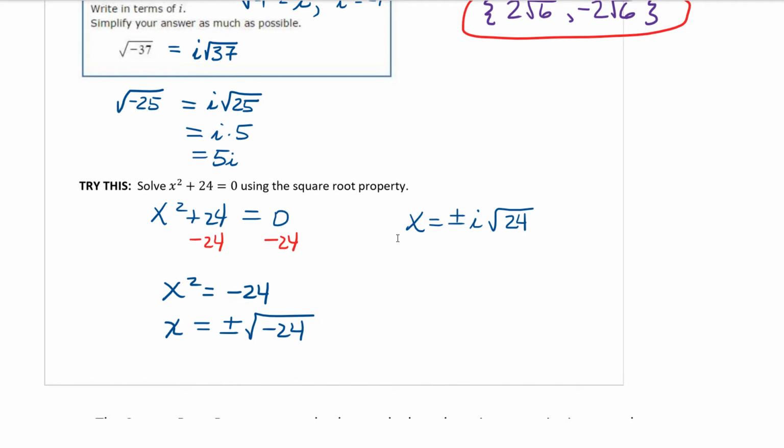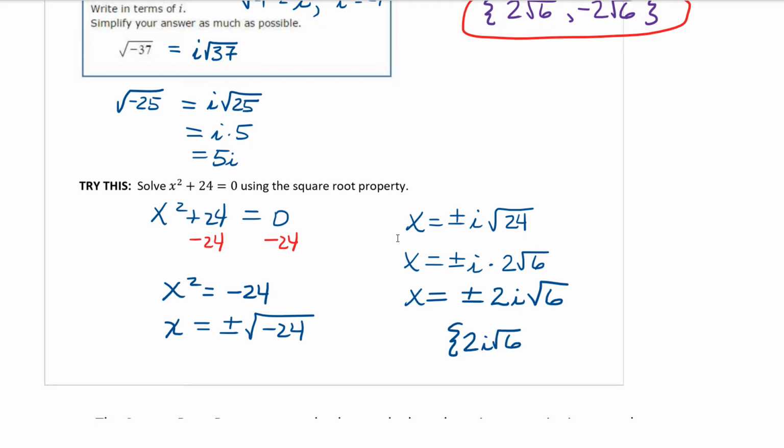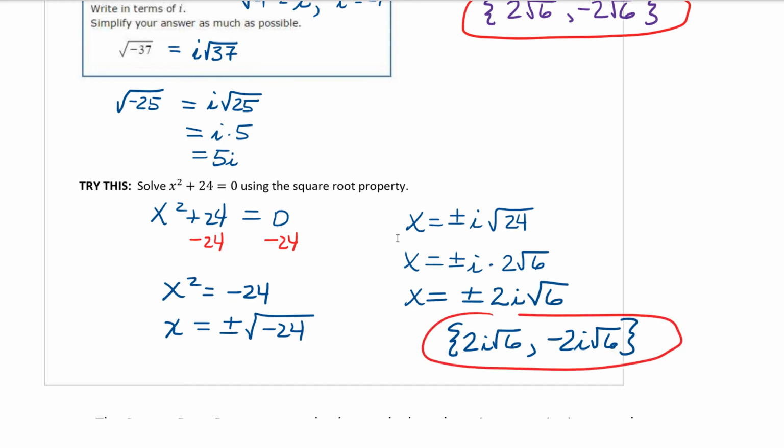And then you need to simplify the square root of 24. But we've already seen that the square root of 24 is actually 2 times the square root of 6. We just did that a minute ago. So now normally we like to put the whole number first, and then the i, and then the radical. So this is the order in which we generally see an imaginary or complex number written. And we're going to separate it into the positive and the negative version with this comma in the middle. So this is the solution set.